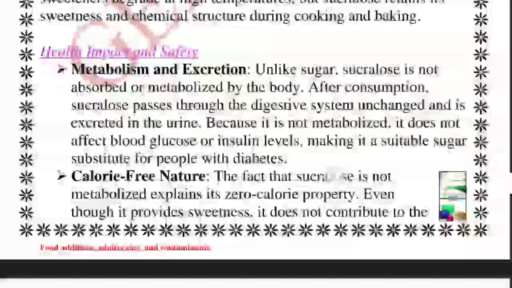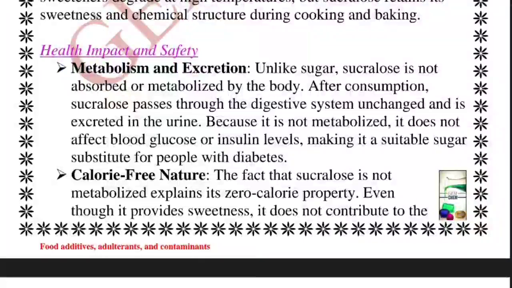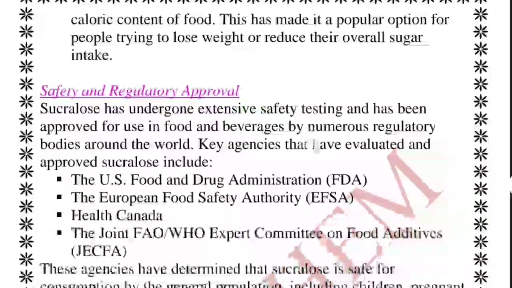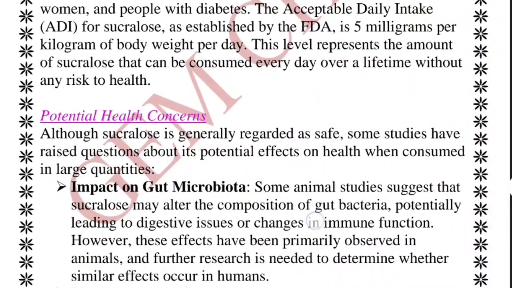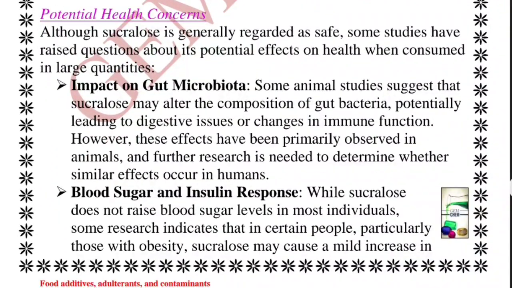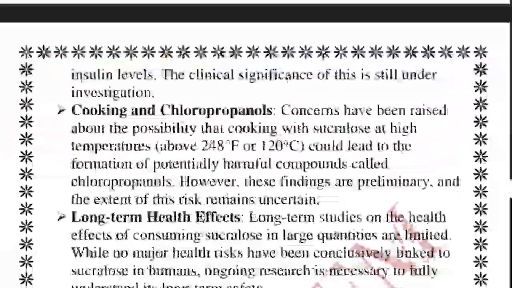Health impact and safety: metabolism and excretion. Unlike sugar, sucralose is not absorbed or metabolized by the body. After consumption, it passes through the digestive system unchanged and gets excreted in urine. It is calorie free in nature. Just read the safety and regulatory approvals. Potential health concerns: it can impact the gut microbiota, so your gut bacteria can get affected. Blood sugar and insulin response can get affected.